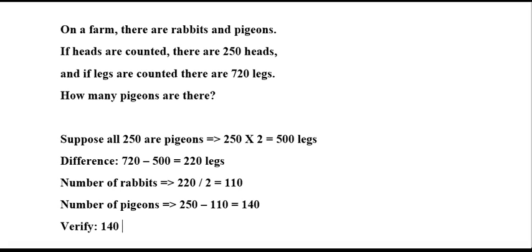Our answer says 140 pigeons. So the number of legs for this amount of pigeons would be 140 times 2, which is 280. And we have 110 rabbits. The legs for this amount of rabbits would be 110 times 4, which is 440. In total it's 280 plus 440, so that equals 720 legs in total. The question tells you if you count by legs, there are 720 legs. So we are right.